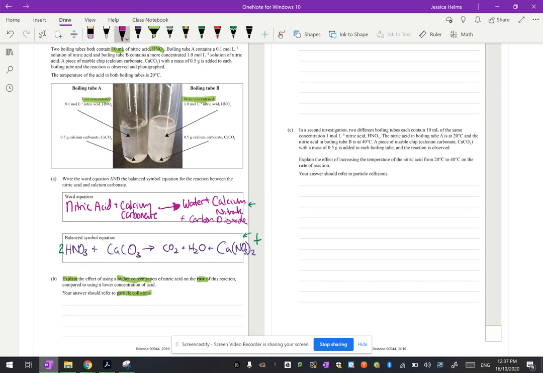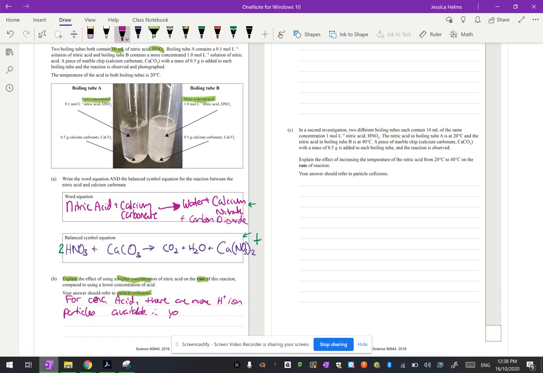Okay, so we can see in the picture here that boiling tube A, the lower concentration, has less of a reaction occurring, and B, the higher concentration, has more of a reaction occurring. And this all has to do with the fact that there are more hydrogen ions in the concentrated acid. So for concentrated acid, there are more H+ hydrogen ion particles available.